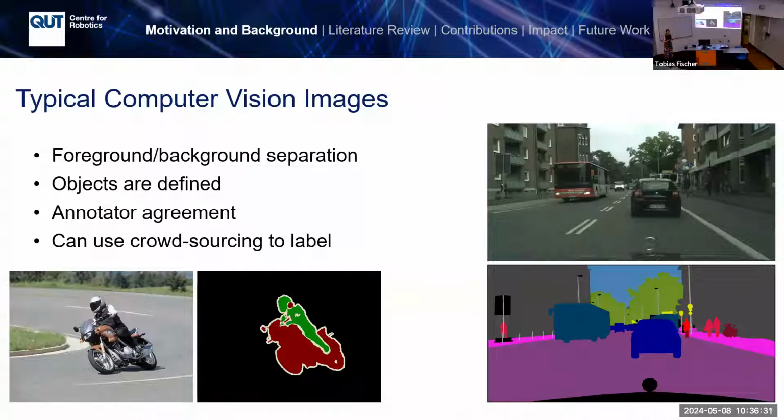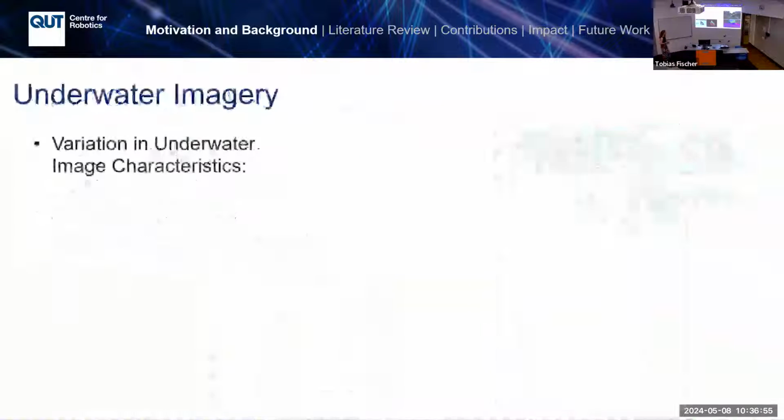So if I asked 5 of you to label the image that we can see here on the bottom of the frame, it's most likely you would all identify it's a human on a motorbike, and you would probably draw a similar segmentation ground truth mask. What this means is that we can use crowdsourcing platforms like Amazon's Mechanical Turk to label large quantities of data in quite a cost-effective and fast way. This isn't the same for underwater imagery.